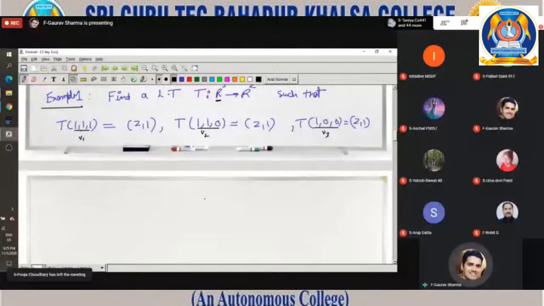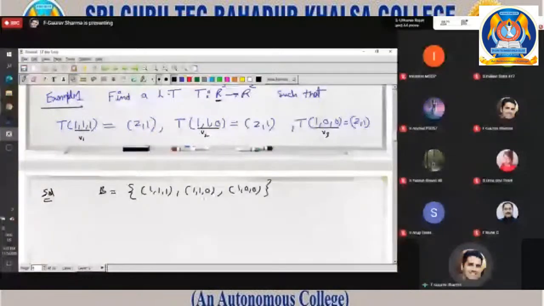So any three linearly independent vectors in R cube form a basis. So this is a basis set, and we have given the images of this basis set. Let them be V1, V2 and V3. The image of each basis vector is (2, 1).